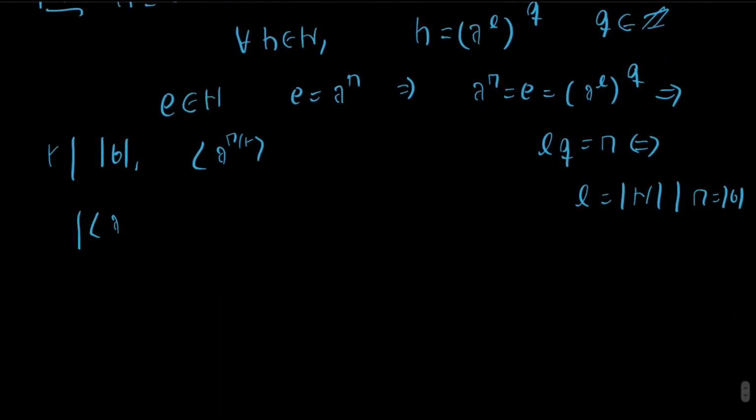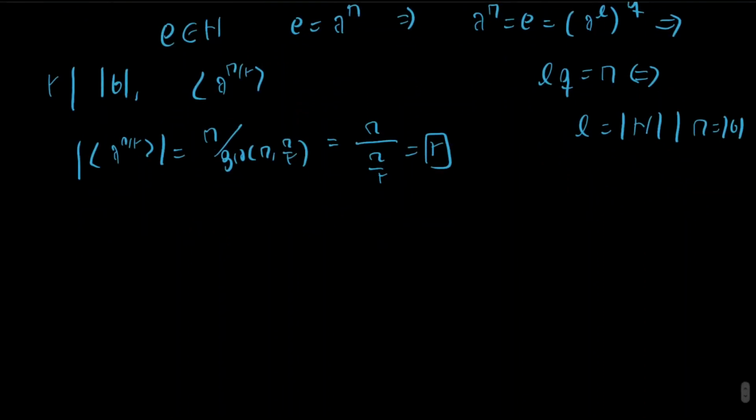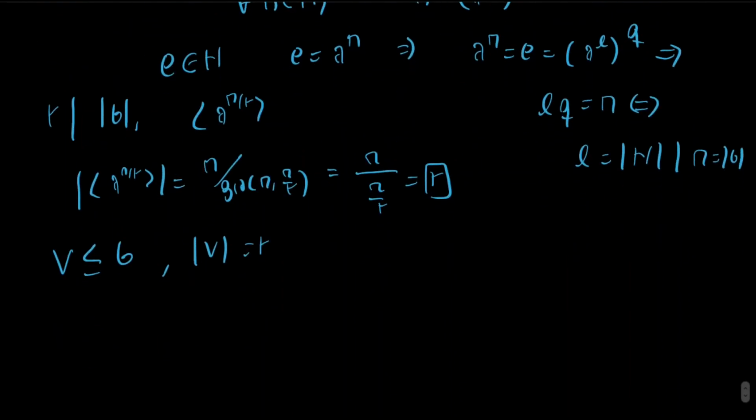Because by a fact that we have proven in the last video, you can recall that this is precisely given by n over the GCD of n and n over R. But this just yields n over R, which is just R. So now all we need to do is suppose we have another subgroup that we can call V, a subgroup of G, such that its order is equal to R, and then we want to show that it is equal to this cyclic subgroup generated by A to the n over R. But how can we do this?